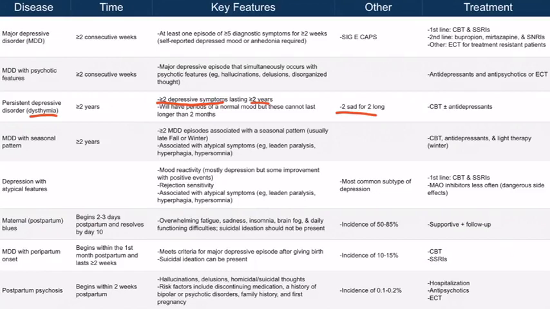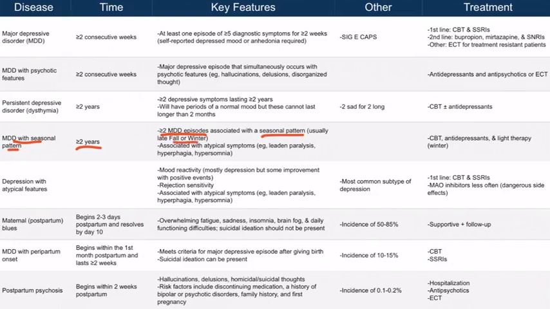So these patients will have a period of normal mood, but these cannot last longer than 2 months before they go back into a depressed mood. The treatment for dysthymia is similar to MDD and includes CBT plus or minus antidepressants. MDD with seasonal pattern deals with depressive symptoms that meet criteria for MDD, but only occur during a certain time of the year. So symptoms must be present for over 2 years, and the patient must have at least 2 episodes of MDD that have occurred during a certain season. So there's a seasonal pattern associated with it.